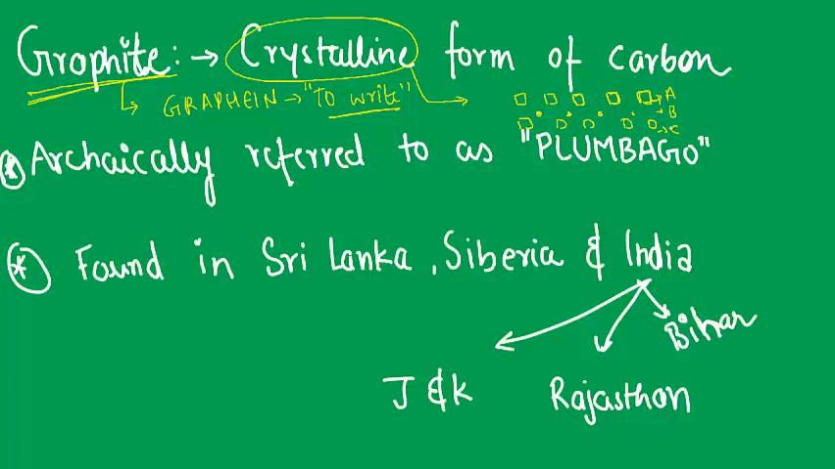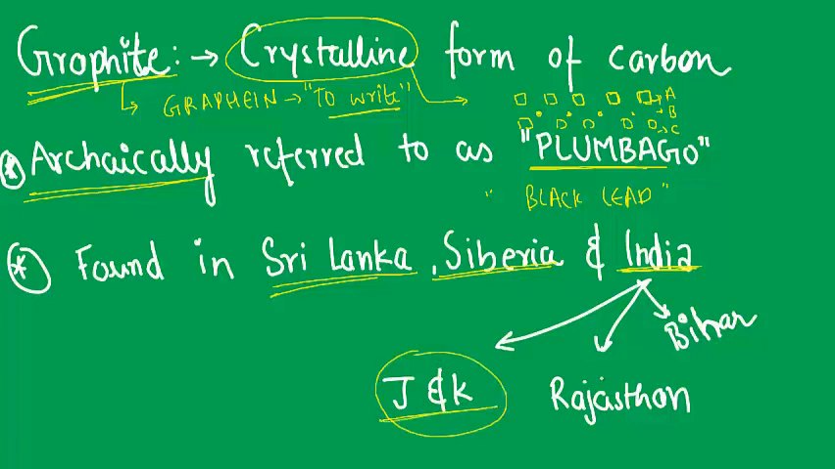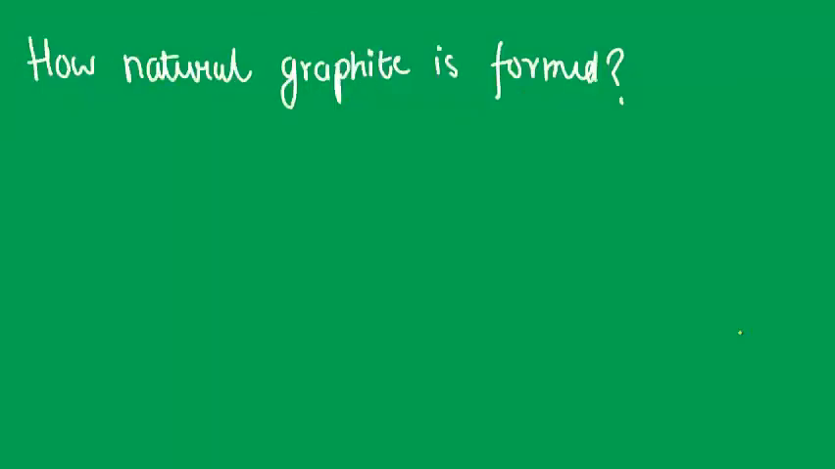The word graphite is derived from the Greek word graphene, which means to write. In older terms, or archaically, this word was known as plumbago, or it was also known as black lead. Now this mineral is found in Sri Lanka, Siberia, and in our own country, India. In India it is found in the states of Jammu and Kashmir, Rajasthan, and Bihar, and some other states like West Bengal, etc. Fine. So how is this natural graphite formed?